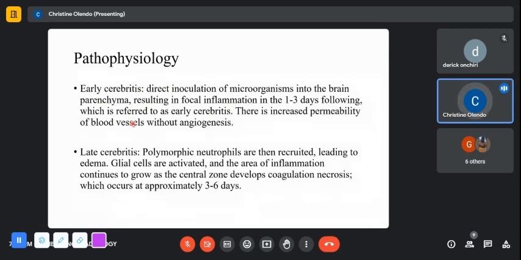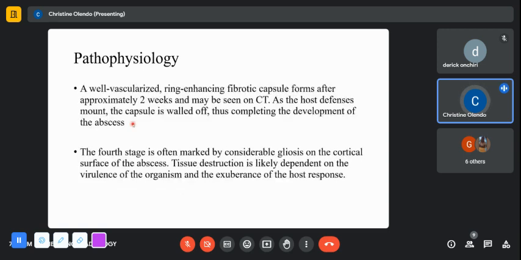In late cerebritis, you have polymorphic neutrophils, which are recruited and lead to edema. You have glial cell activation, and the area of inflammation will continue to grow as the central zone develops coagulation and necrosis. This is around the 3 to 6 day mark of the infection.